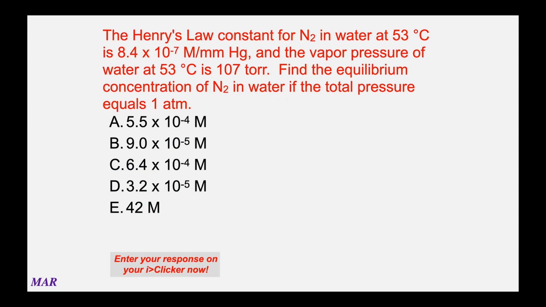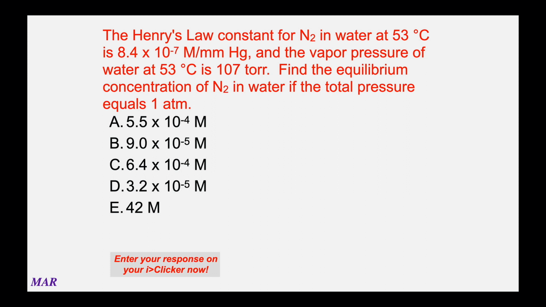The Henry's law constant for nitrogen in water at 53 degrees Celsius is 8.4 times 10 to the minus 7th molar per millimeter of mercury. The vapor pressure of water at 53 degrees is 107 torr. So it says find the equilibrium concentration of N2 in water if the total pressure is 1 atmosphere.